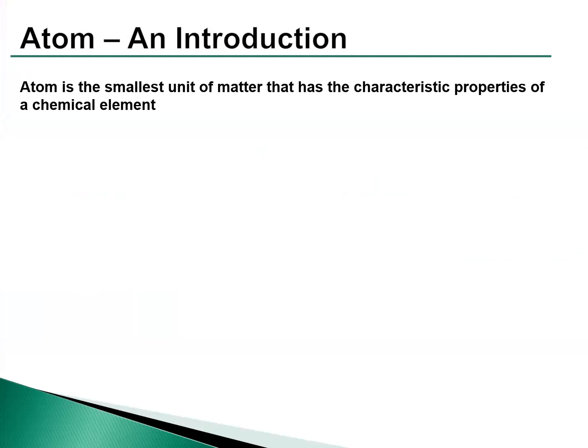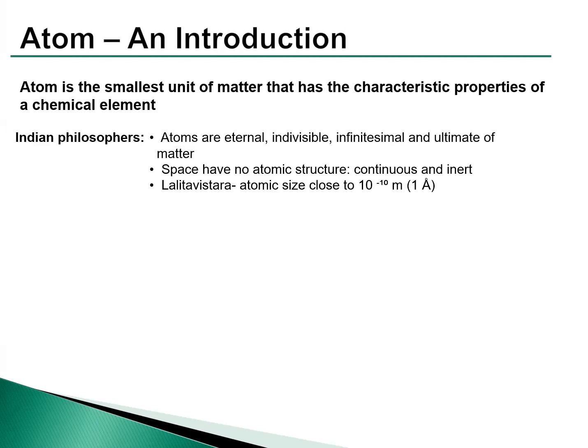Since thousands of years, atoms have been defined in different ways by different philosophers and scientists. In ancient India, 6th century BC, in the Vaisheshika school of thought, atoms were thought to be eternal, indivisible, infinitesimal, and ultimate parts of matter. Earth, water, fire, and air were considered the four kinds of atoms, and space was believed to have no atomic structure. Rather, it was continuous and inert. The atomic size was estimated to be 10^-10 meter, which is 1 angstrom.